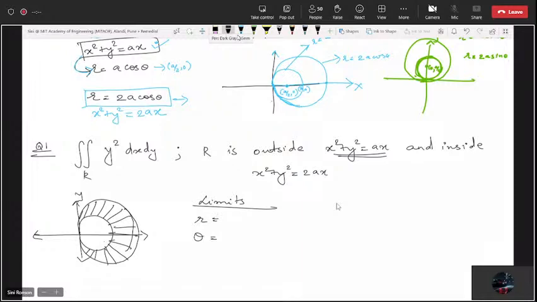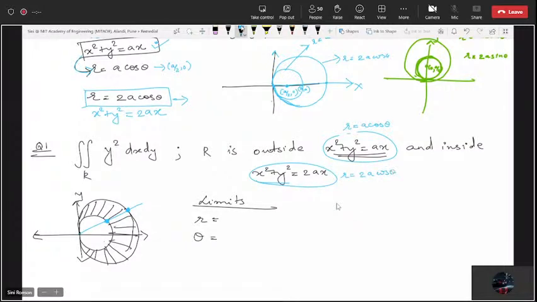So how will we get them? You will have to make a radial line starting from the origin towards the region. Find out what is the value of r when it is entering and what is the value of r when it is leaving. So can you tell me what is the polar equation of the inner circle? I told you its polar form is r equal to a cos theta. And what is the polar equation of this circle? r equal to 2a cos theta.